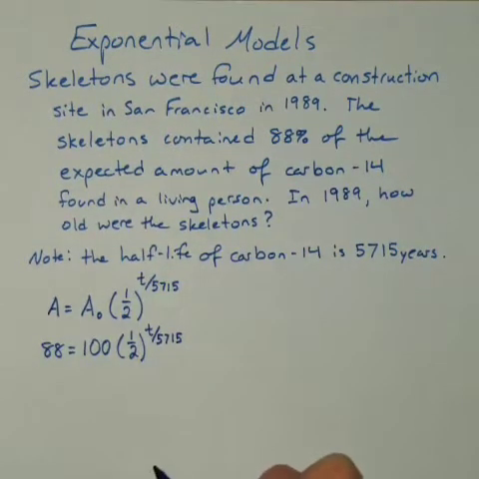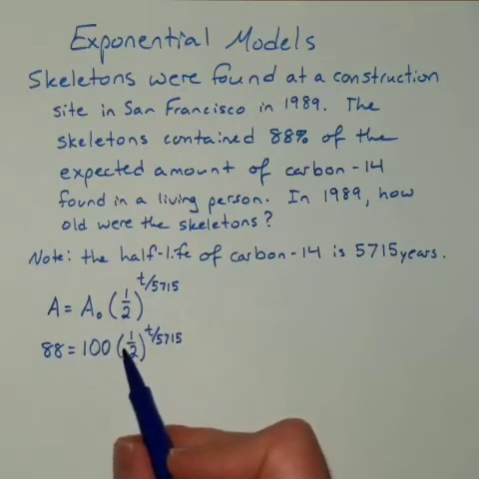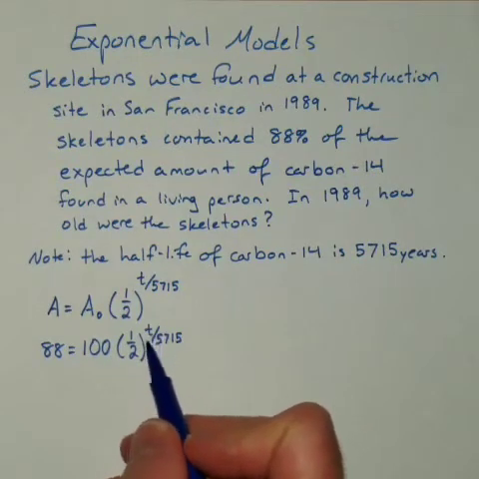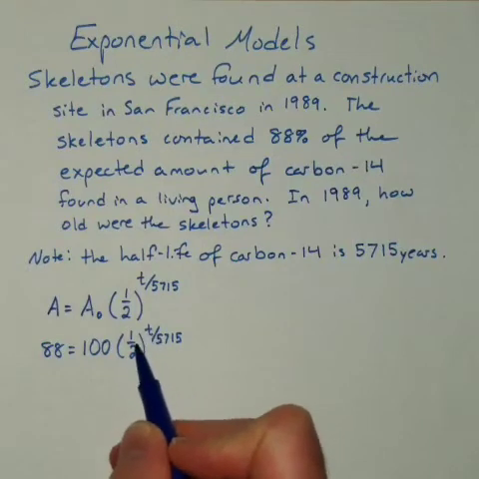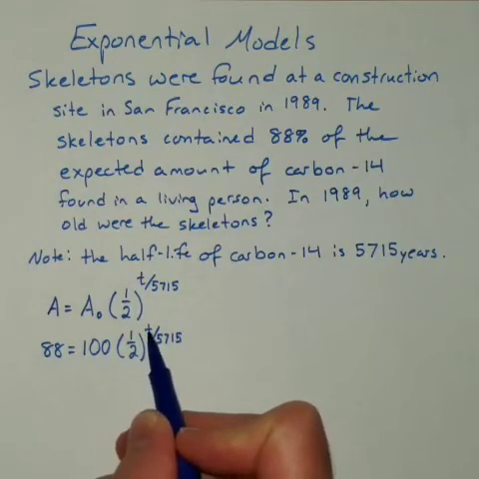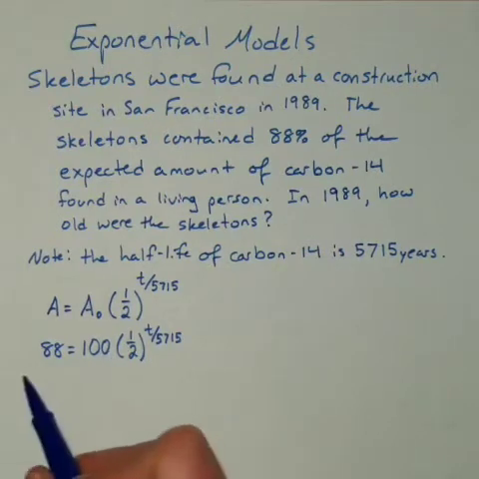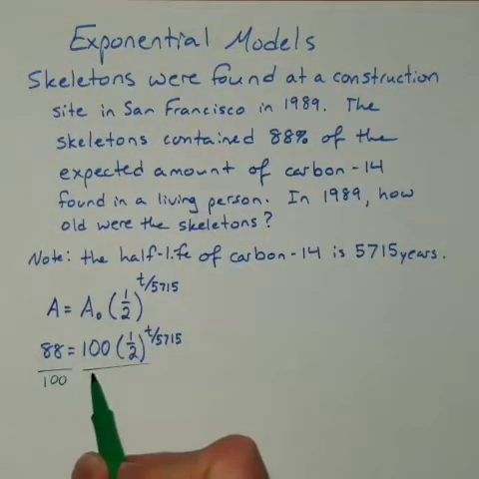Now, one very big mistake that students tend to make is they try to combine the 100 and the half. You cannot do that. Remember, order of operations says you have to do the exponent before you can multiply, and here we can't perform this exponent because of the variable. So we have to get rid of the 100. We can't do the multiplication, so we've got to get rid of it. So to solve this equation, we're going to start out by dividing both sides by 100.